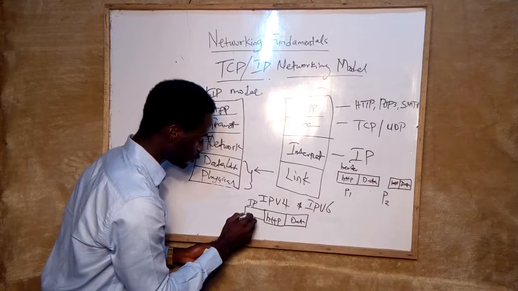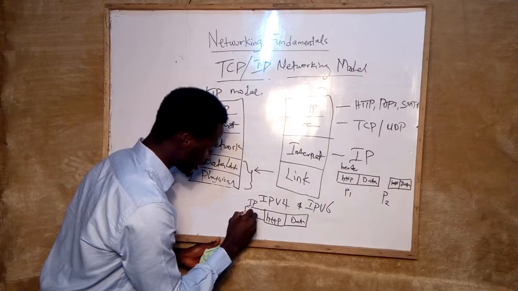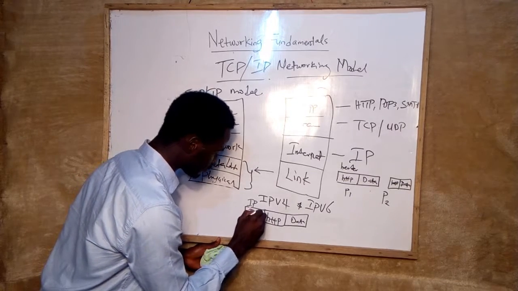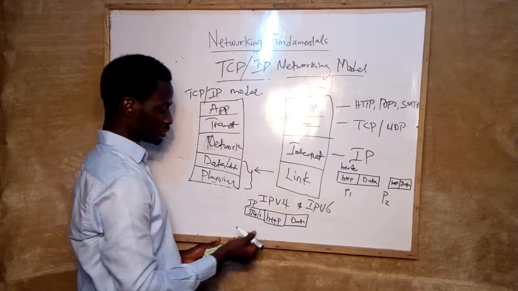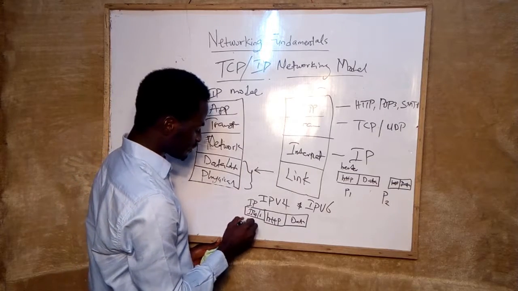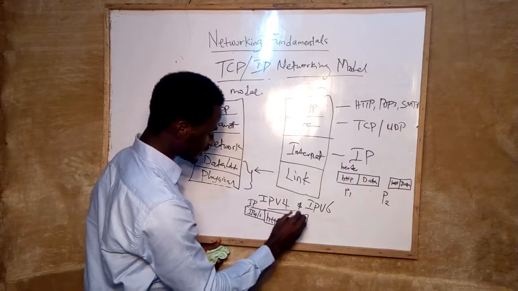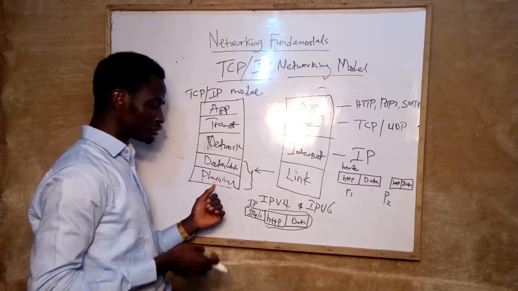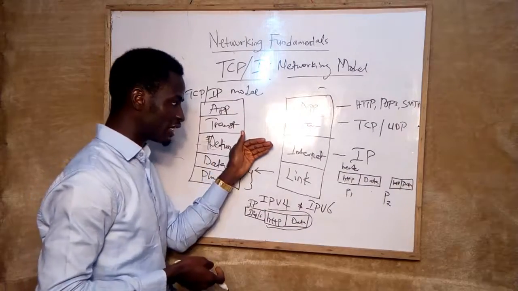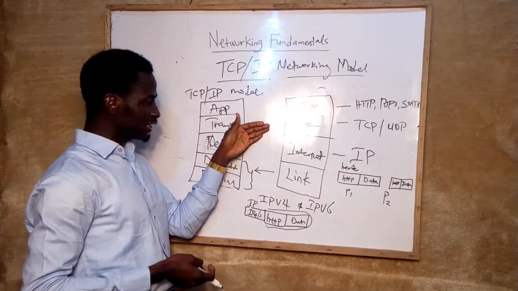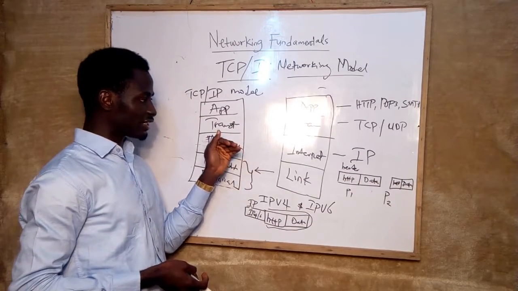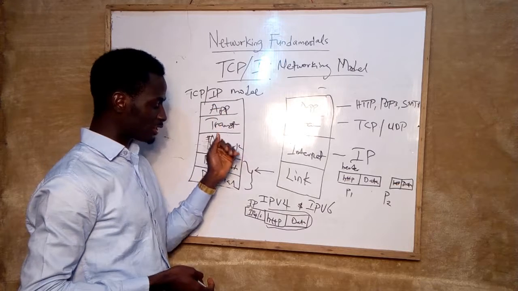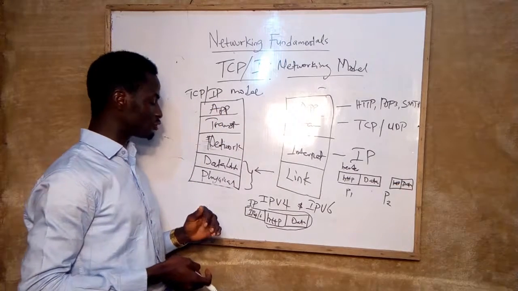So in this case, we have our header, which is IP, which could be IP version 4 or 6 as the case may be. So now we have the header and we have the data. Adding a header to the data as it moves down from one layer to the other, or as it transfers from upper layers to the lower layer, is what we call encapsulation.